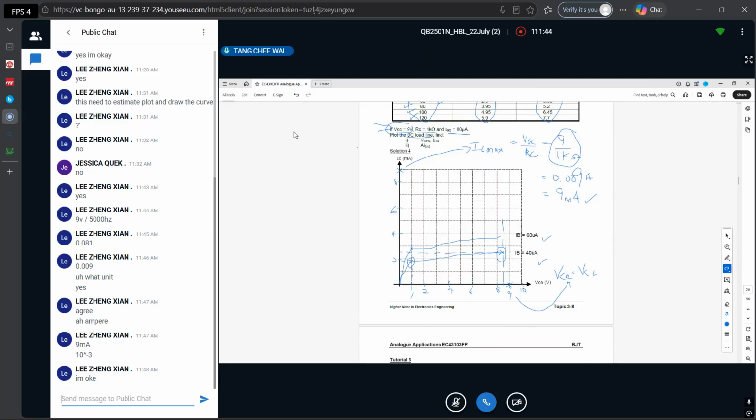So once you get this point here, where IC maximum and VCC equal to VCE, you just join the 2 points and that is your load line. I see whether I can draw a straight line. I use a ruler to draw, I see can or not. Cannot. Oh, okay. So you should join these 2 points with a straight line. Just one line across.